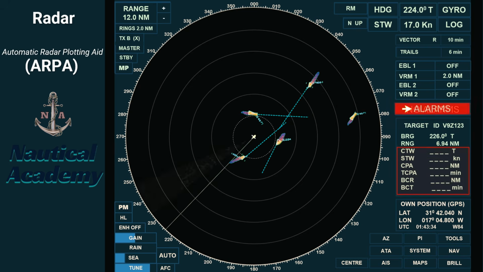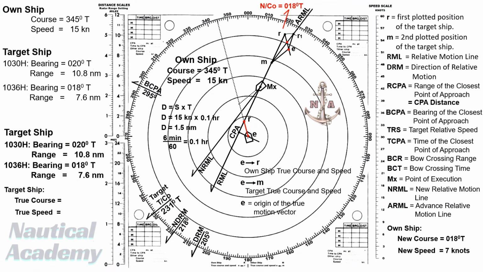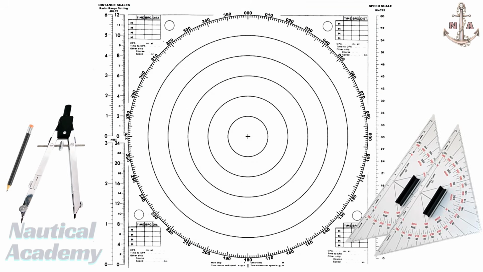When this happens, the radar may only provide the bearing and range of targets. In such situations, officers may rely on manual radar plotting to determine essential information for safe navigation. To do this, we need the following plotting tools.